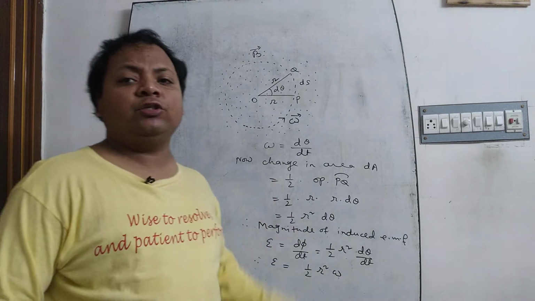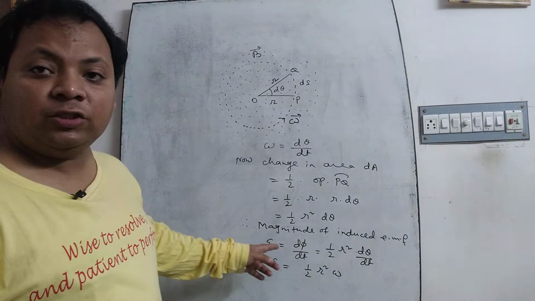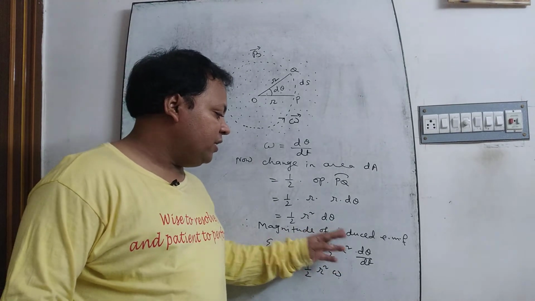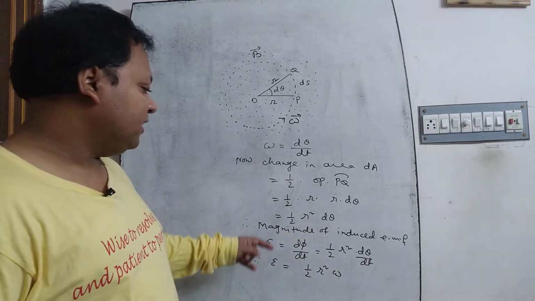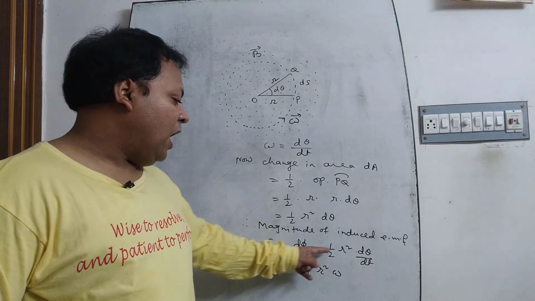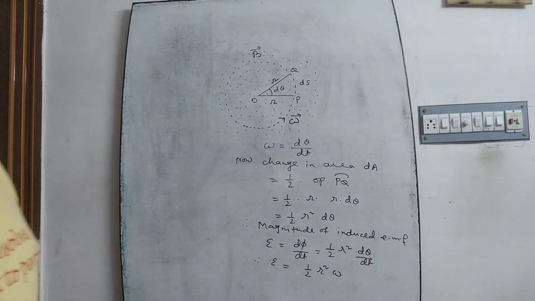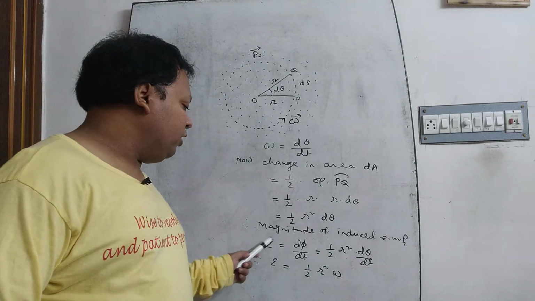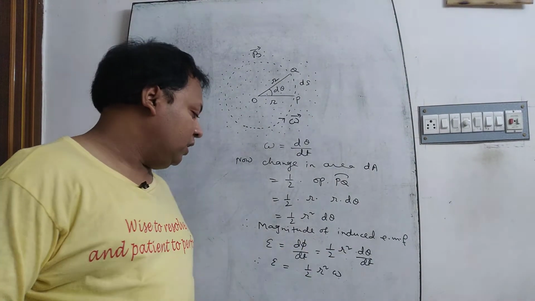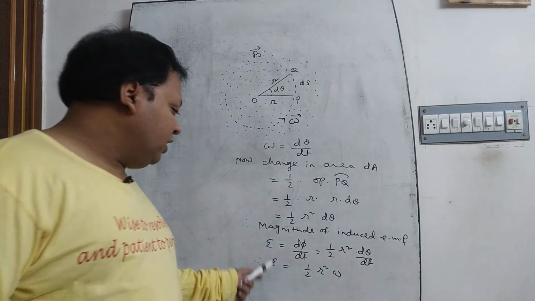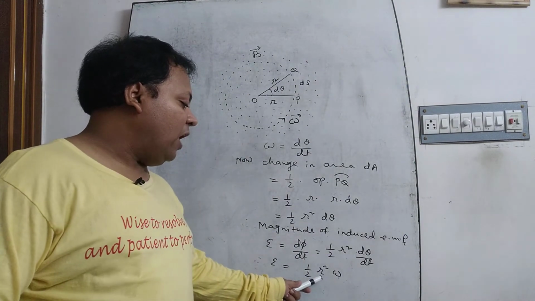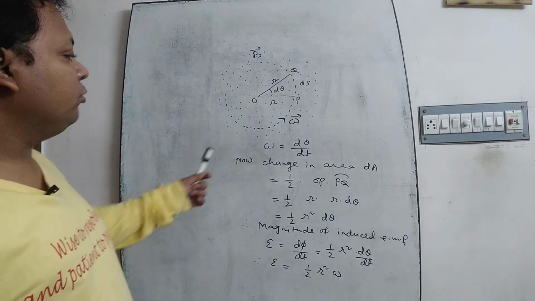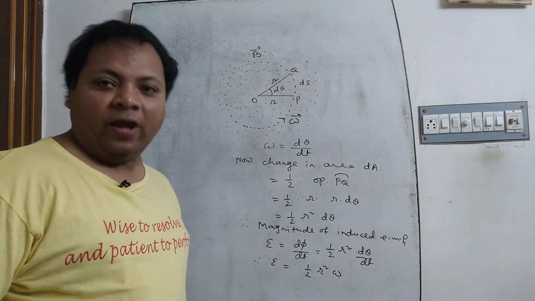Now the magnitude of induced EMF epsilon is equal to B d phi by dt, which is equal to B into half r square d theta by dt. Since r is constant, epsilon is equal to half B r square d theta by dt. This is equal to epsilon is equal to half B r square omega. This is the magnitude of the induced EMF inside the wire.